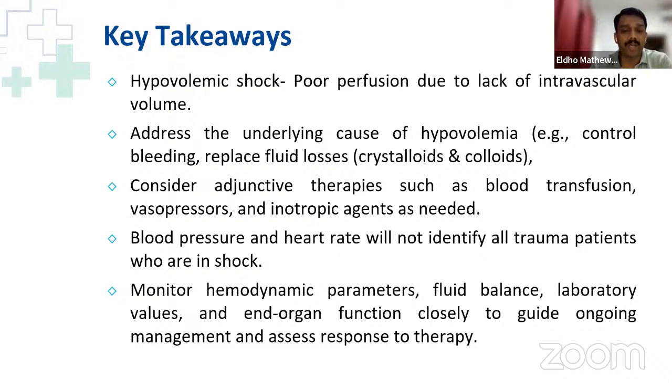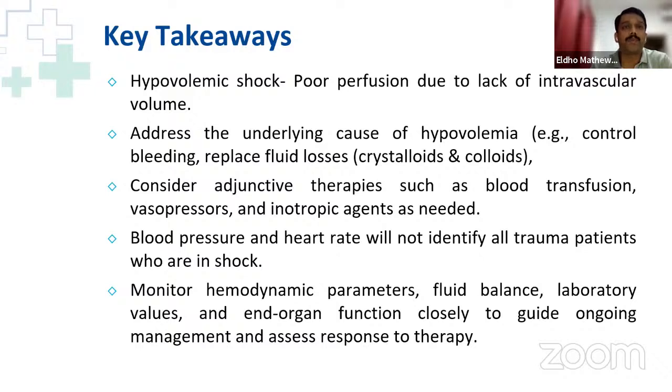We have to evaluate, and also identify, the outcome of the therapy. The response is urine output. Initially, the fluid we give is 30 ml per kg. Usually 1 liter we can give for the adult patient and 20 ml per kg for the pediatric.